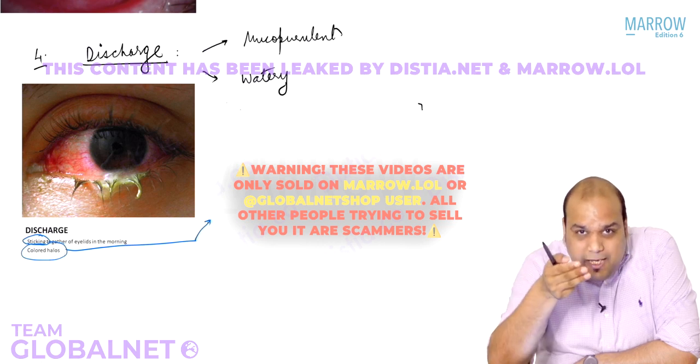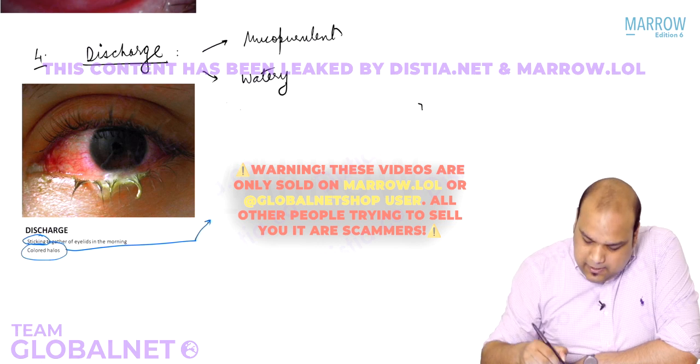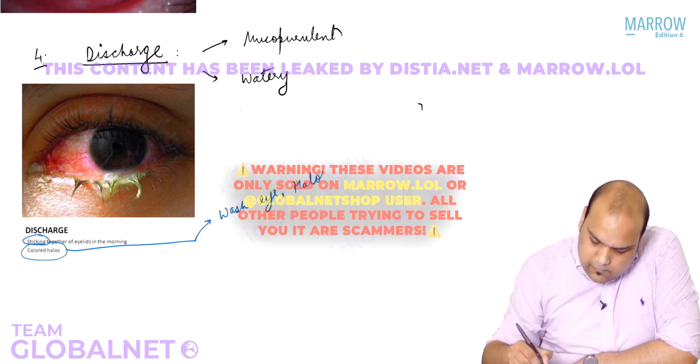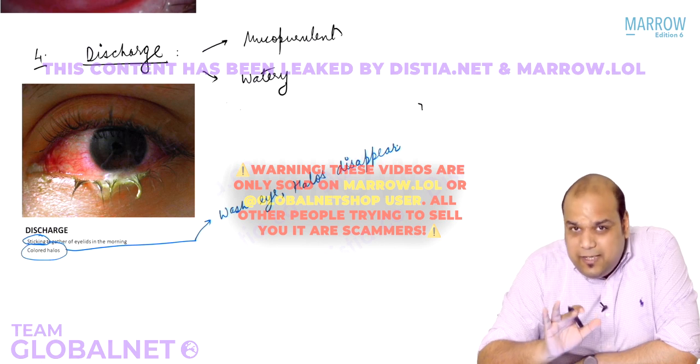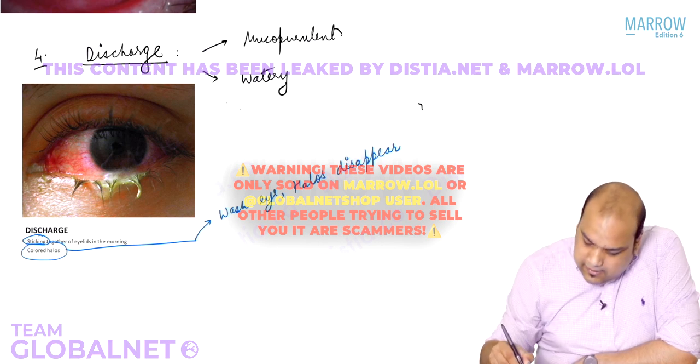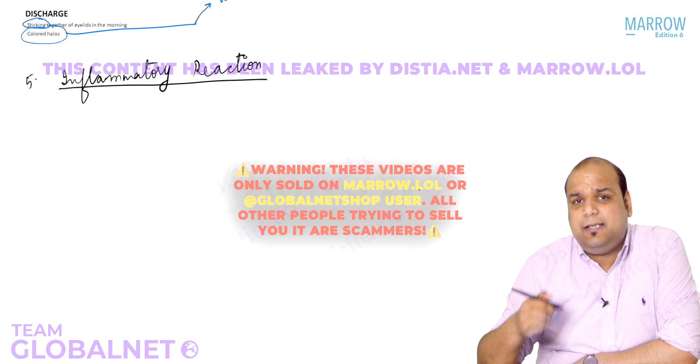So when you wash the eye, everybody, the halos will disappear. Wash eye, halos disappear. Am I clear? We've written it there also. I've mentioned it here also. Done? Then the next sign is the important sign, inflammatory reactions.